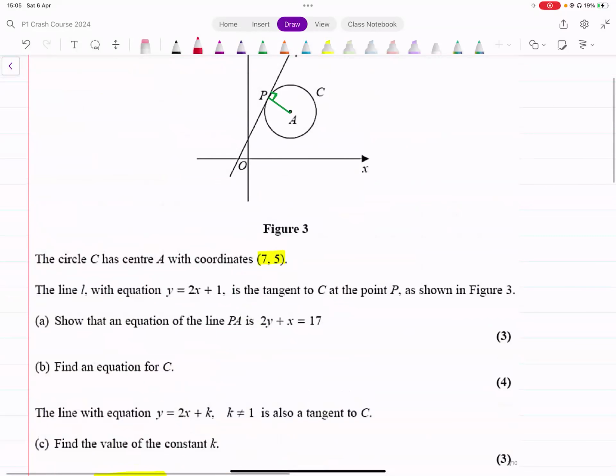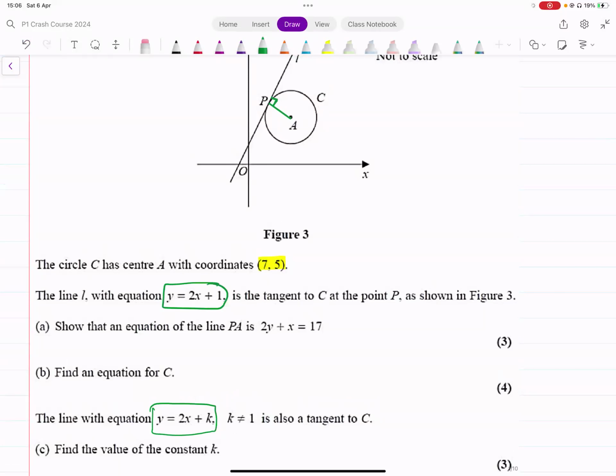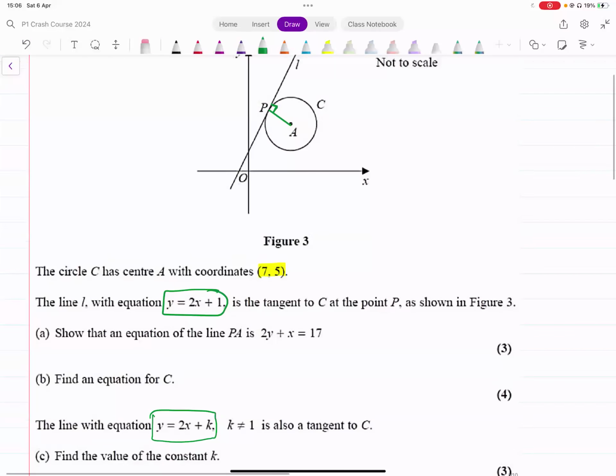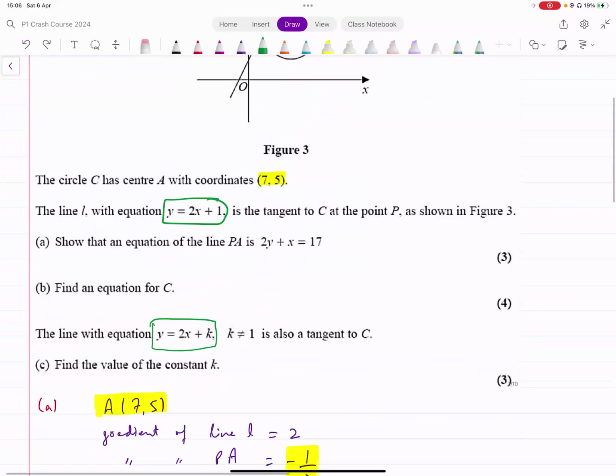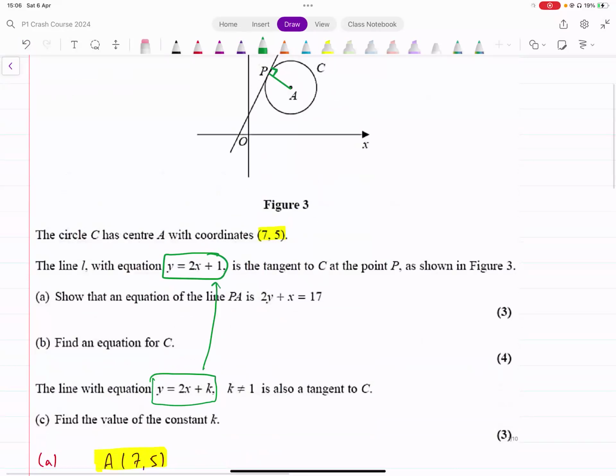Okay, so now it says the line with equation y equals 2x plus k is also a tangent to C. Find the value of the constant k. So now there's another tangent to the circle that has this equation, y equals 2x plus k, where k is not equal to 1. Now, why k is not equal to 1? Because if k was equal to 1, you would get the same equation as before, y equals 2x plus 1. That's the first tangent that you're already given. This is one tangent. We already know that's y equals 2x plus 1. So if k was equal to 1, you would get that same tangent. That's not what we want.